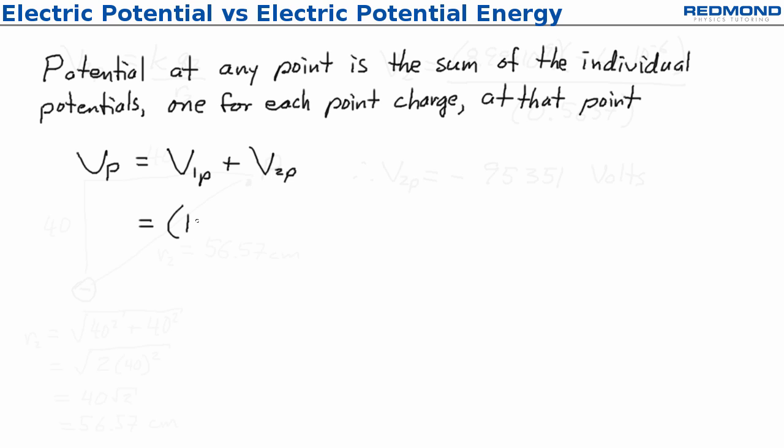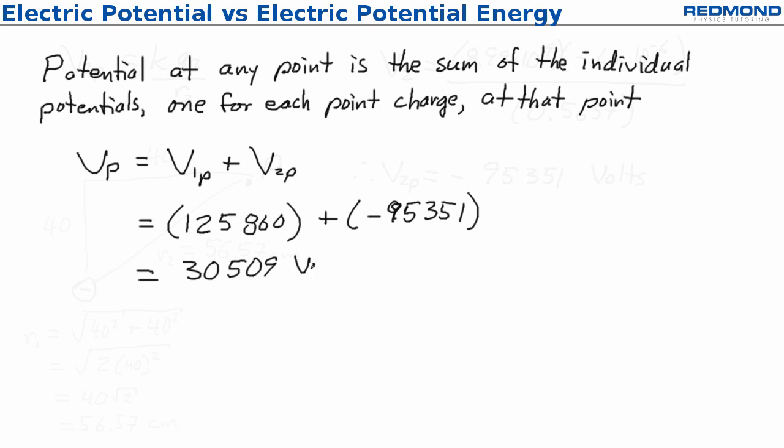So we have 125,860 is positive, plus, and then we have the negative 95,351. And that gives us a result of just over 30,000. So 30,509 volts. It's a lot more than a AA battery. So therefore, I would round this off. I only gave one significant figure initially, so I would round this to 30 kilovolts. So that's it for part A.